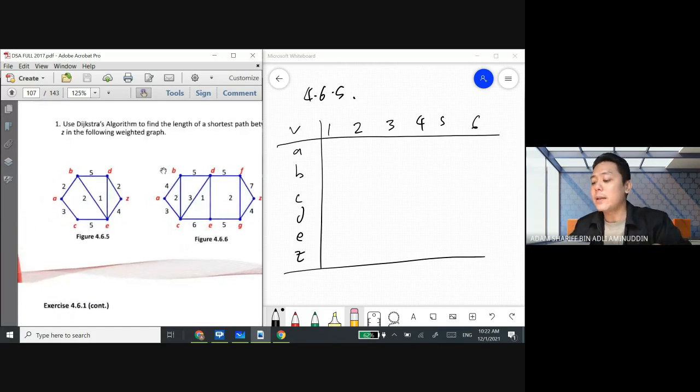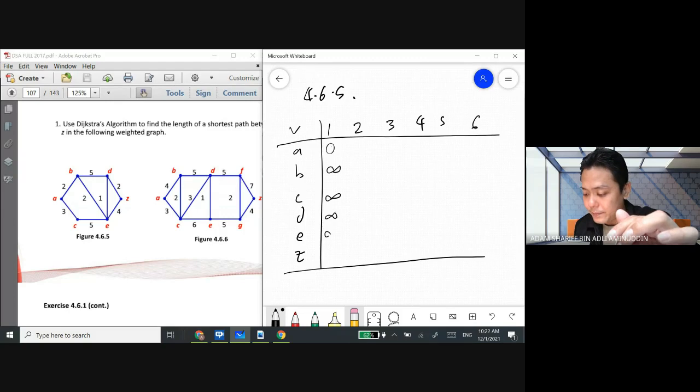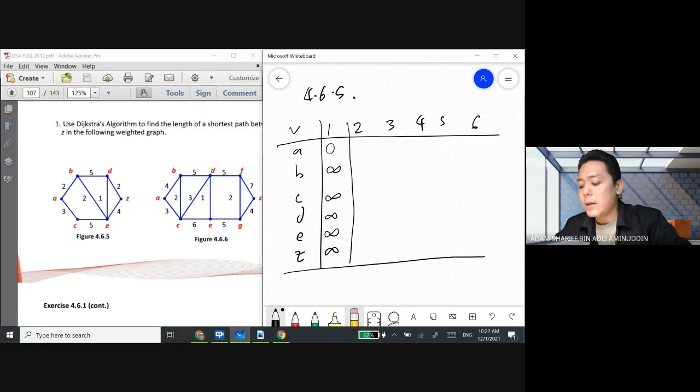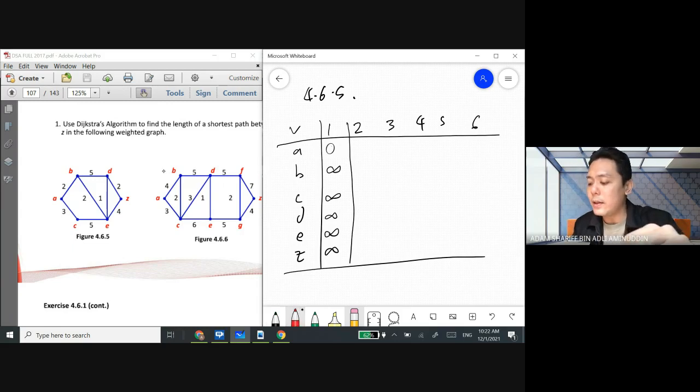So A tu kita assign sebagai kosong to force it to be the origin, otherwise it will be infinite. Okay, this is quite trivial because we want to force the origin to be ni, so the minimum between the weight right now A should be 0. So 0 ni A kita bawa ke sebelah.